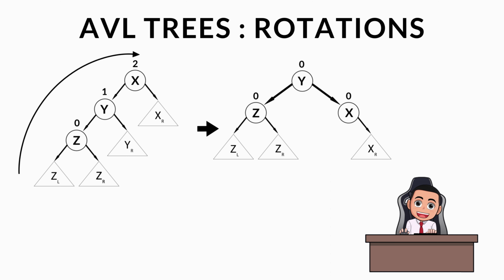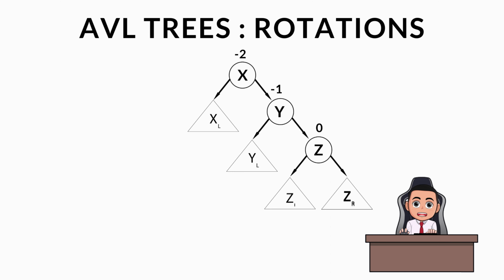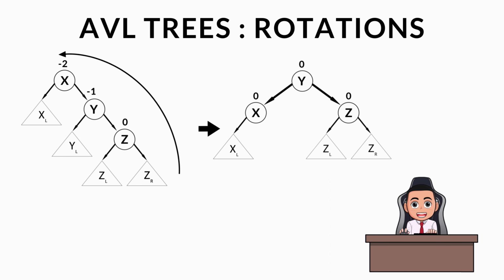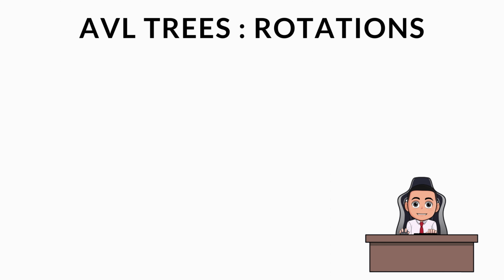Because Y already has a left and right child after the rotation. Well, Y's right subtree now becomes the left subtree of X. Taking a look at our right case, we perform a left rotation and get the following. X keeps its left subtree, Z keeps its left and right subtree, but once again, Y's left subtree has nowhere to go, since Y already has a left and right child after rotation. So Y's left subtree now becomes the right subtree of X.